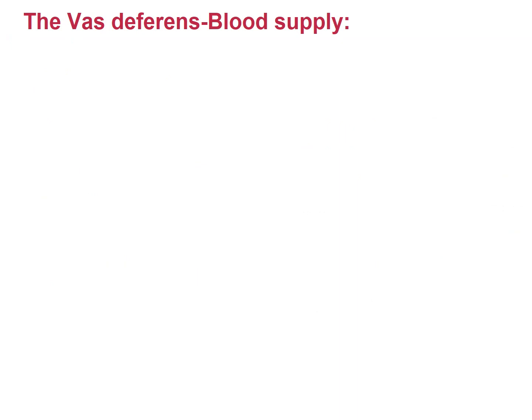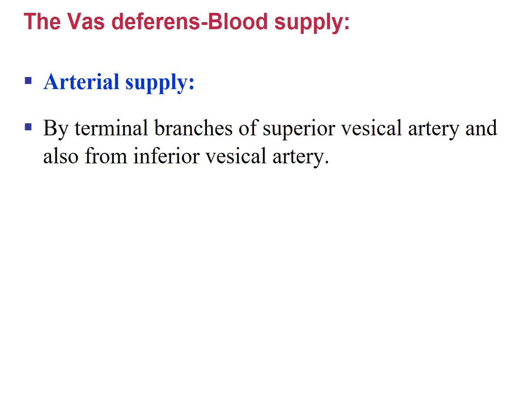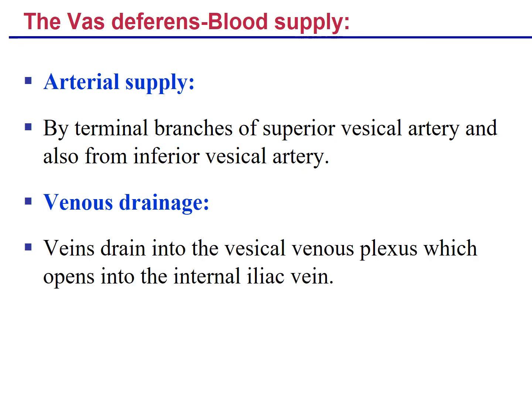Blood supply of the vas deferens. The arterial supply of the vas deferens is mainly by the branches of the superior vesical artery and also from the inferior vesical artery. This vesical artery mainly supplies the urinary bladder, and it also supplies the vas deferens. The venous drainage: the venous blood from the vas deferens drains into the vesical venous plexus, which opens into the internal iliac vein.